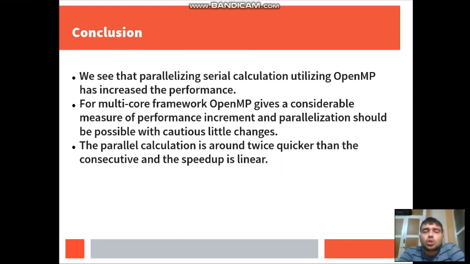So what is the conclusion that we came to today? Firstly, parallelizing a serial calculation in OpenMP drastically reduces the amount of time it takes in multi-threaded systems. Secondly, there is an extreme amount of computational speed up when parallelizing a serial calculation. Thirdly, the parallel calculation is twice as quick, so the speed up is linear, right?